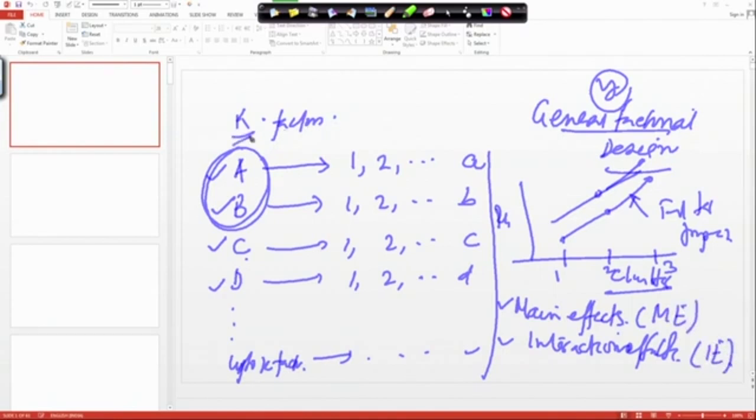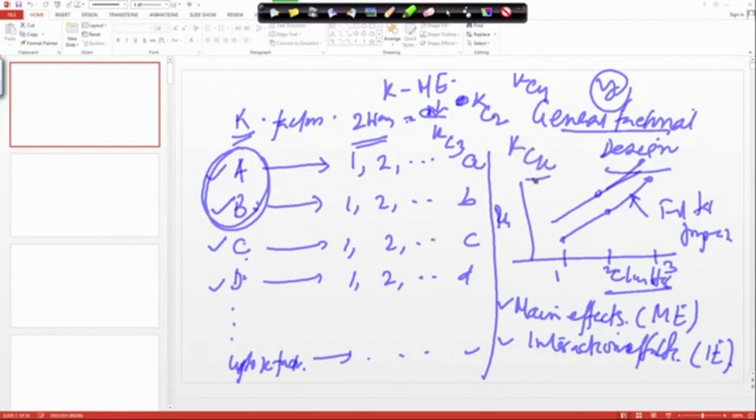If there are k number of factors, you will have k main effects. And how many interaction effects will there be? There will be many, because there will be two-factor interactions, between A and B, or B and C, or A and D, like this. So, if there are k factors, that will be k C 2. Similarly, three-factor interactions, k C 3; four-factor interactions, k C 4; finally the kth-order interaction, k C k. So, many interactions will be there.